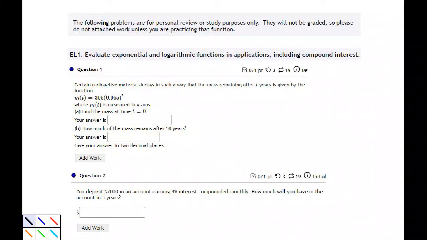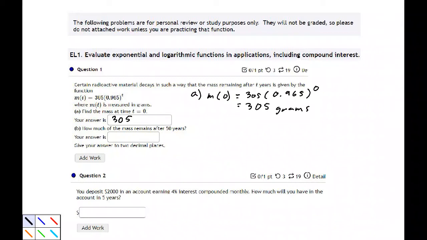Well, since t is equal to 0, that means what we are trying to find is m of 0. Evaluating m of t at t equals 0. So this would be 305, parentheses, 0.965 to the 0 power. And putting that into the calculator utility of your choice, we should see that is 305, and so that would be 305 grams. So I'll go ahead and write that in my box, 305, and then again that unit is grams.